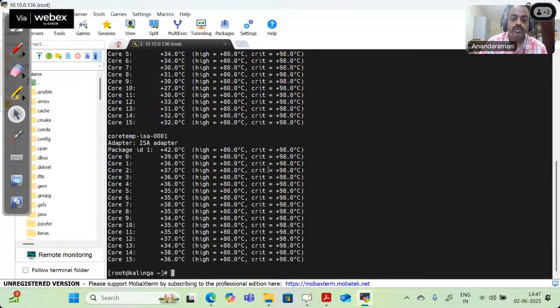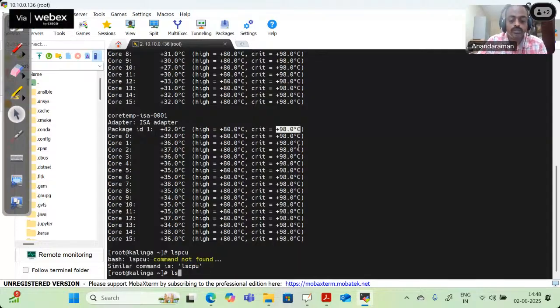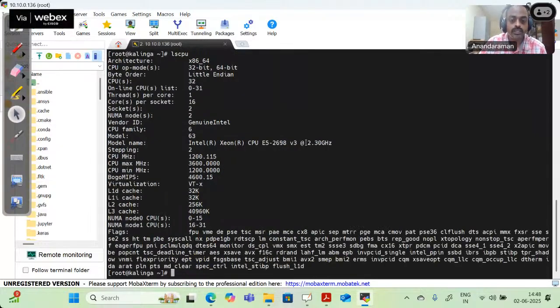Using the sensors command, this has 16 core plus 16 core, 2 sockets. This is now running at 42 degrees Celsius. The high is 80. After that, one amber indication will come. After 98 degrees Celsius, it will start throttling. CPU throttling means it is running at some hertz. For example, this is running at 2.3 gigahertz. It can go to some level, after that it will reduce the frequency to reduce the heat.